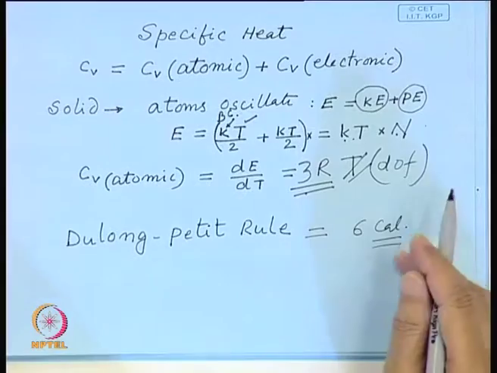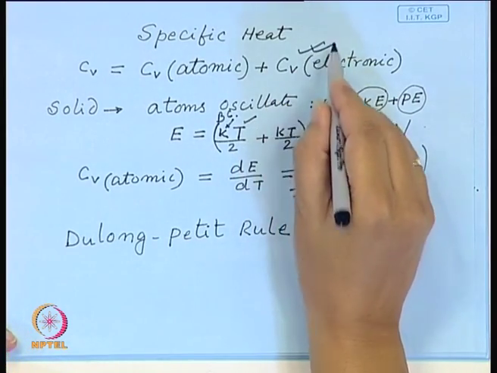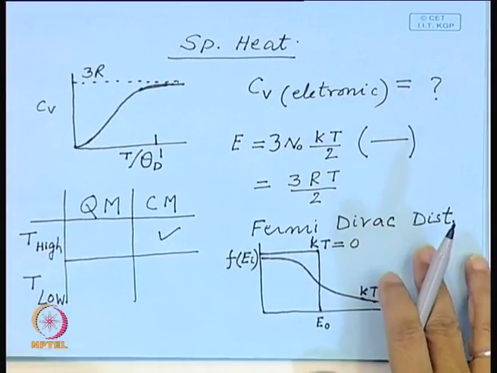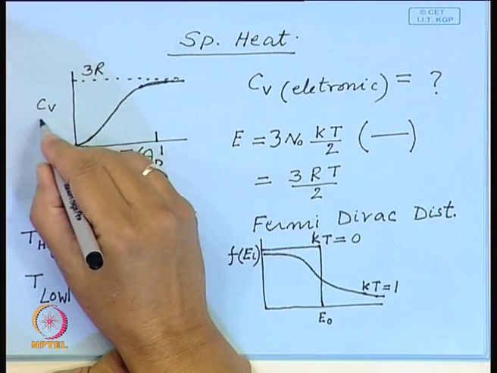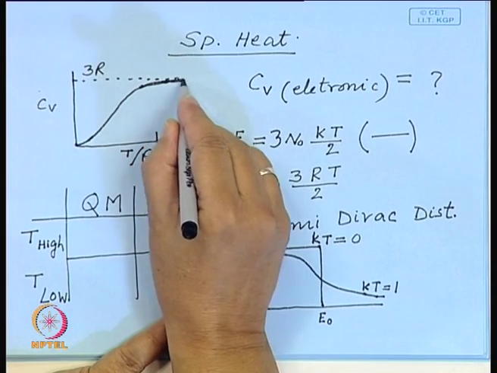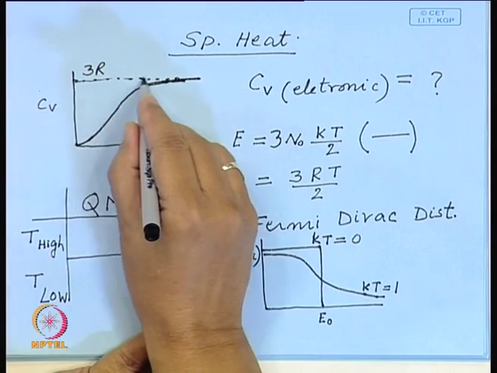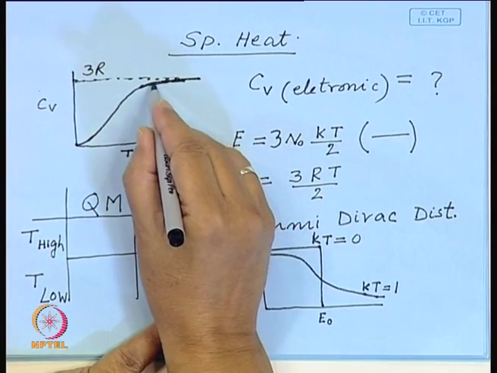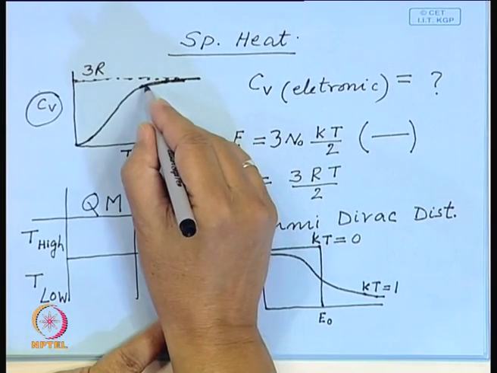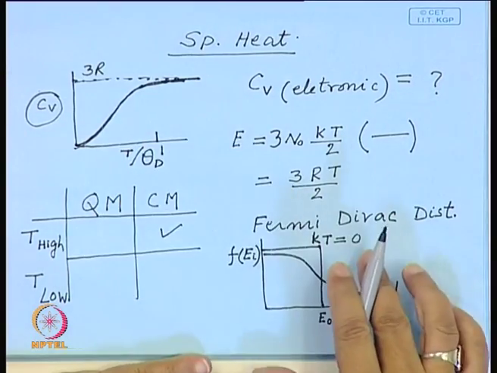So, therefore, it says that the electronic specific heat should be very low. Is it really so? This diagram shows that at room temperature, for most metals, which have high melting points, the value matches. But if you go down to absolute 0, experimental measurement has shown that the specific heat goes to 0 like this.